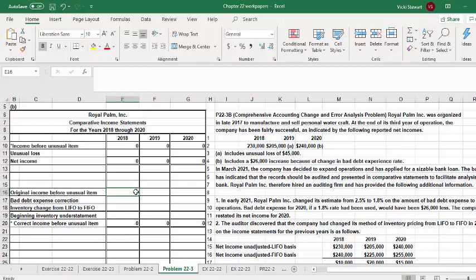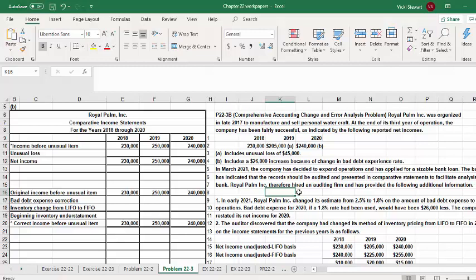So we're going to start in this spreadsheet with the original income before the unusual item. $230,000 was 2018. If we add back the unusual loss of 45,000, we would have $250,000 for 2019, and then 240,000 would be the correct amount for 2020 to start with.